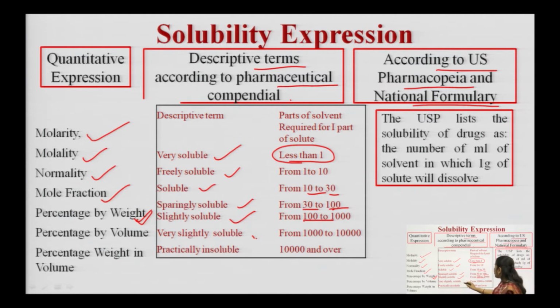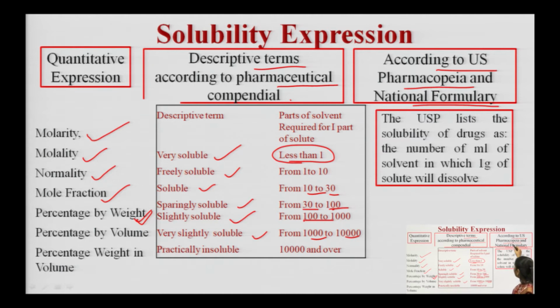Very slightly soluble, when it requires 1000 to 10,000 parts of solvent for dissolving 1 part of solute. Practically insoluble, when it requires more than 10,000 parts of the solvent to dissolve 1 part of solute.